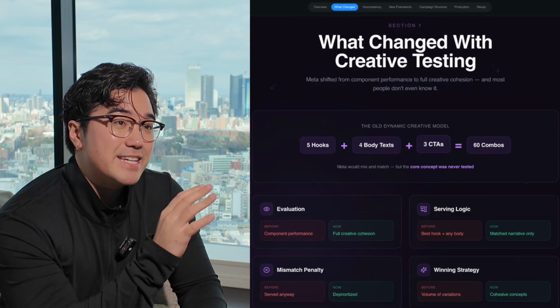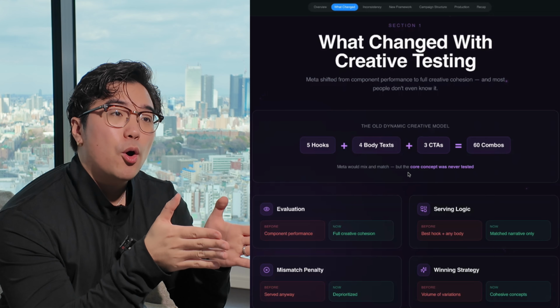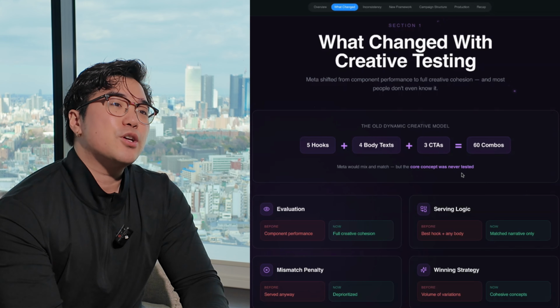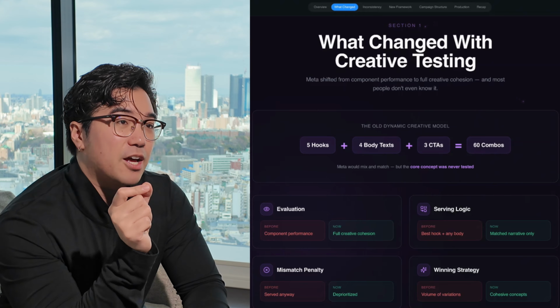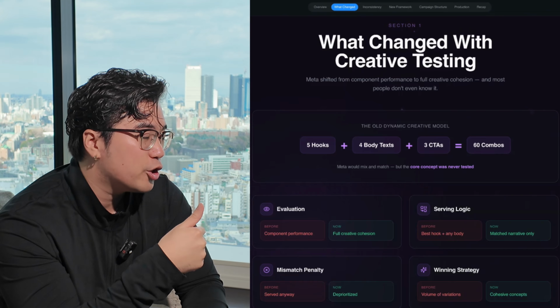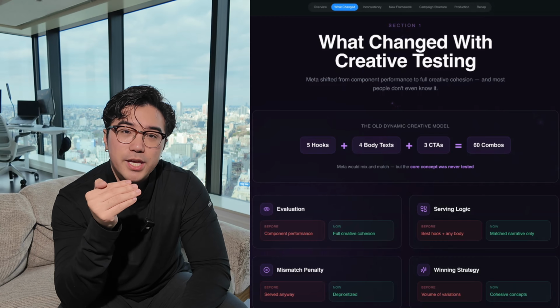Dynamic creative was never actually testing creative concepts. It was testing component combinations within a single creative concept. So if your core concept was weak, or if your messaging wasn't dialed in, dynamic creative wouldn't save you, or even couldn't save you. It would just serve different versions of the same mediocre ad.